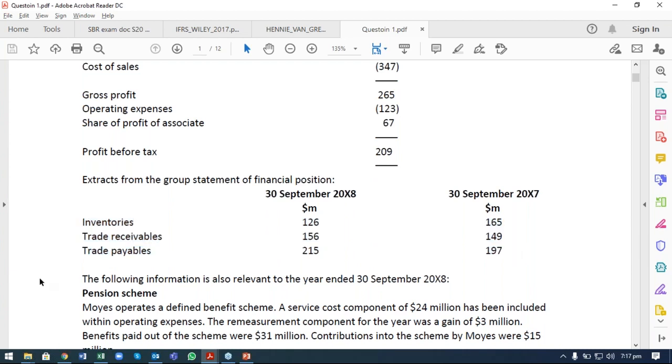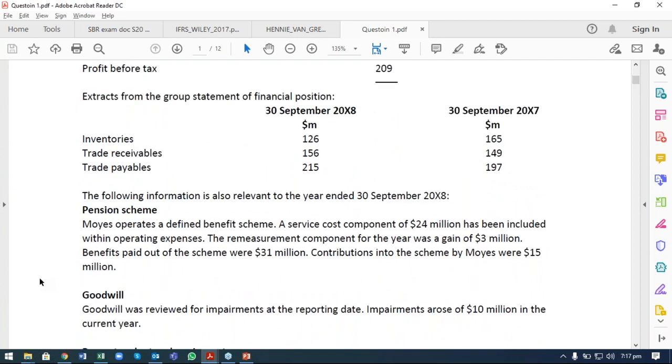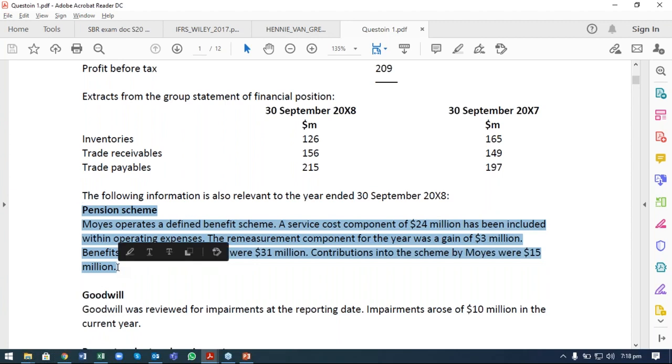In the next portion, the following information is also relevant for the year ended 30th September 2008. The first portion is the pension scheme. Whenever there is a section named pension scheme, you must have in your mind that most probably this is related to the IAS 19 employee benefits standard. Yesterday I also discussed with everyone that within the first question, you shouldn't think that the examiner is just looking into IAS 10 or IAS 28 or IFRS 11, IFRS 3. No, the examiner can link any other standard within the consolidation section.